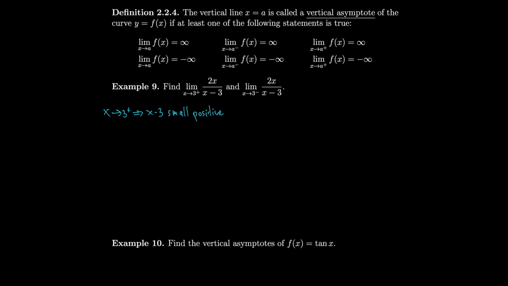So then that tells us that 2x over x minus 3 will be a very large positive number, because when you divide by a small number, that makes it very big.